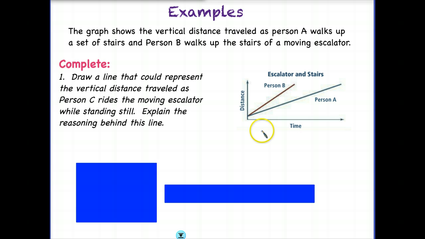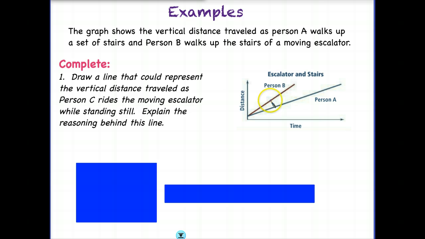So if we look at this graph, think about our variables again. Even though it doesn't ask us, our variables will be distance and time. So the distance that somebody travels over a certain period of time. And you can see that person A, his distance does not increase as fast as person B. He covers much greater distance in a shorter period of time.